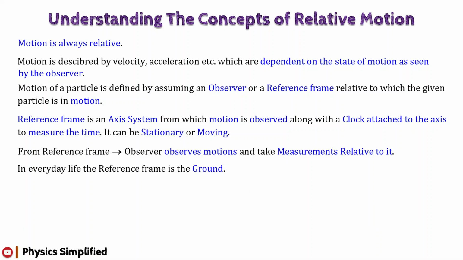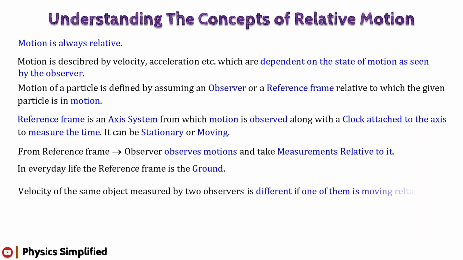So, we find that when two observers measure the velocity of the same object, they get different results if one observer is moving relative to the other. The velocity seen by a particular observer is called the velocity relative to that observer, or simply the relative velocity.